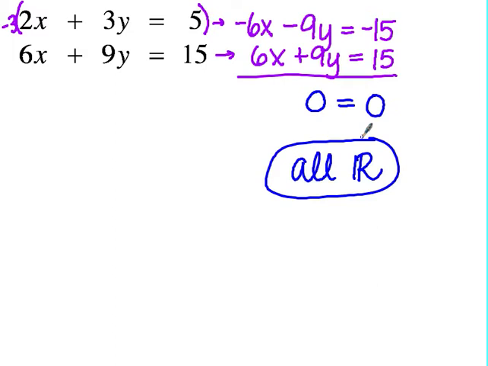Now, if this had been a false statement, if it had been something like 0 equals 2, okay, that's a false statement. As a result, this one would have been a no solution. Okay, so if it's a true statement, like 5 equals 5, or 0 equals 0, or negative 1 equals negative 1, that would be an all reals. If it's a false statement, it would be a no solution.